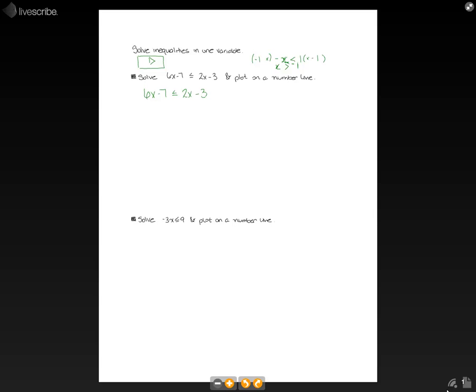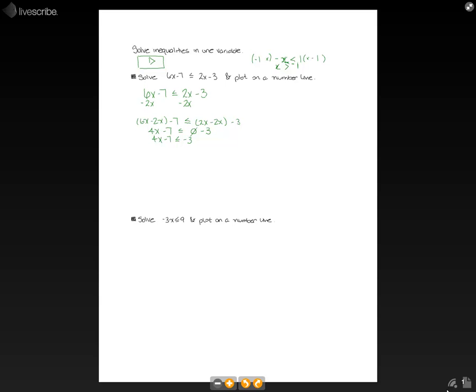Now we need to get all of the x's to one side of the inequality sign and all of the constants to the other side. We can do that by subtracting 2x from both sides. This will give us 6x minus 2x minus 7 is less than or equal to 2x minus 2x minus 3. If we simplify, we get 4x minus 7 is less than or equal to 0 minus 3, which is simply 4x minus 7 less than or equal to negative 3.